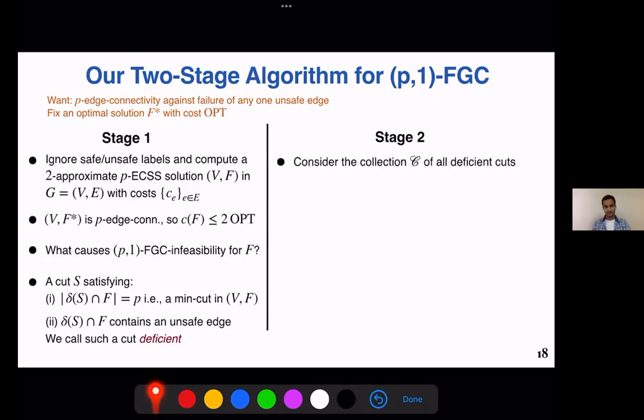In the second stage, we'll fix these deficient cuts. How do we do this? We consider the collection of all deficient cuts.